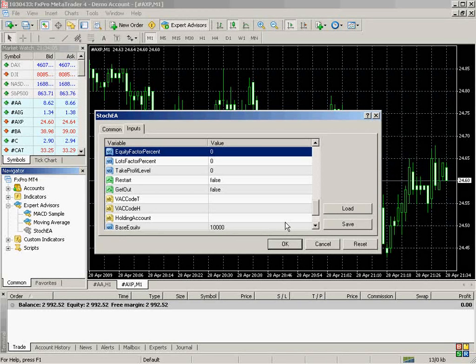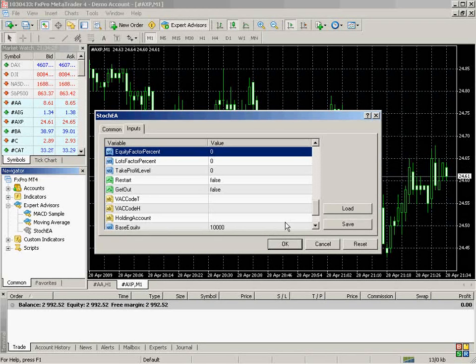We would also strongly suggest that your first goal should be to recover your original capital so that before you know it, you can take your startup capital off of the table and can be trading with only profits. We're ready to begin the money management parameters. The first ones being equity factor percent and lots factor percent.